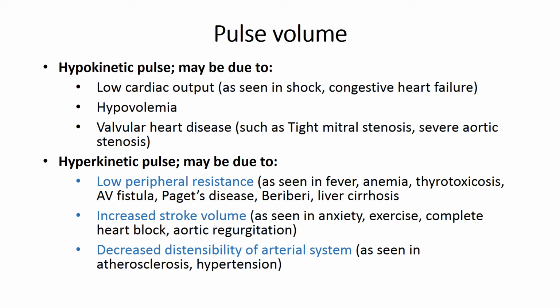While hyperkinetic pulse may be due to low peripheral resistance, as seen in fever, anemia, thyrotoxicosis, AV fistula, Paget disease, beriberi, liver cirrhosis, or increased stroke volume, as is seen in anxiety, exercise, complete heart block, or aortic regurgitation. Decreased distensibility of the arterial system is seen in atherosclerosis and hypertension.